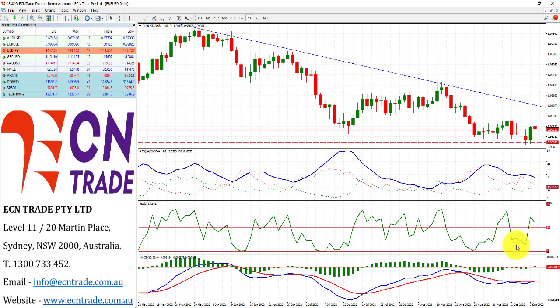And with the divergence also coming in, and also the MACD is slightly positive, a weak signal here that's just broken above the zero axis, could be the ticket for the bulls to come back and take the challenge higher.